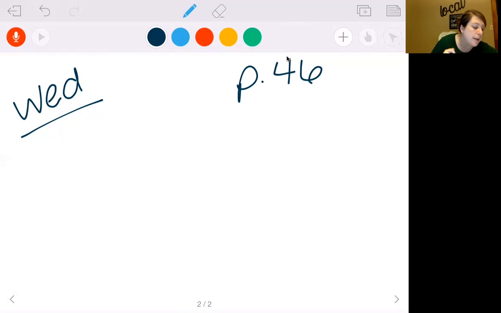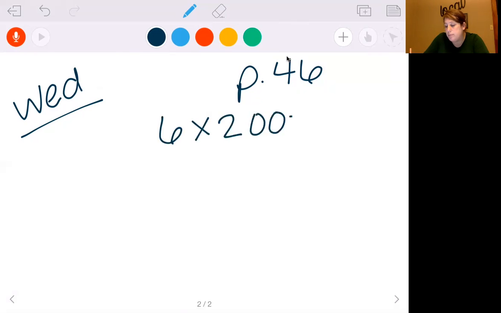To solve, multiply 6 times 200. You can use patterns to help you multiply by multiples of 10, 100, and 1,000. Study the patterns for multiplying by a multiple of 10, 100, or 1,000. So let's do what the problem asks. It says 6 times 200.